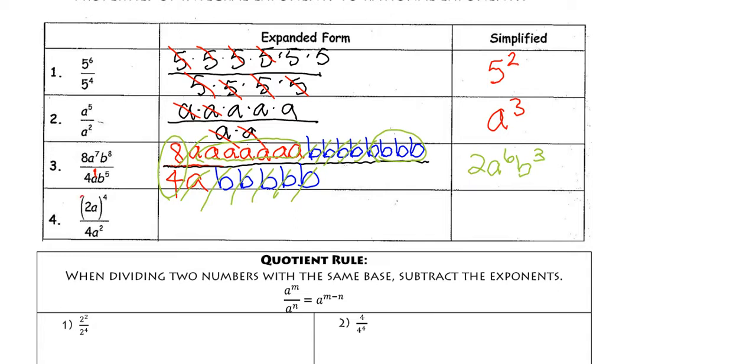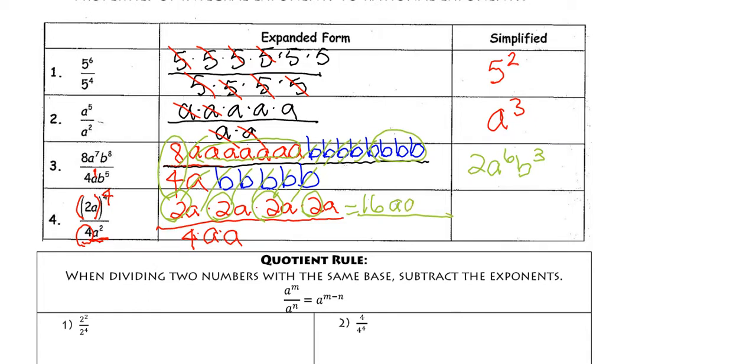Number 4, this 2A is what is written 4 times. So 2A times 2A times 2A times 2A on the numerator, all over 4. And then A to the 2nd means we're writing 2A's, multiplying 2A's on the denominator. So when we simplify here, we have 2 times 2 times 2 times 2 on the numerator, which is 16. We still have 4 A's on the numerator as well. 4A times A on the bottom.